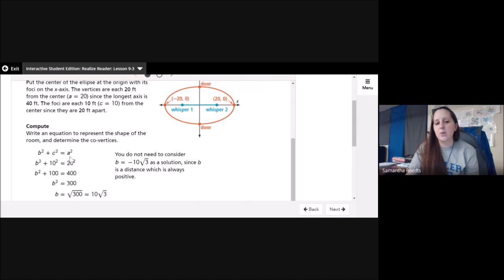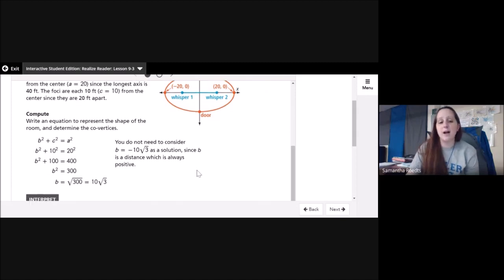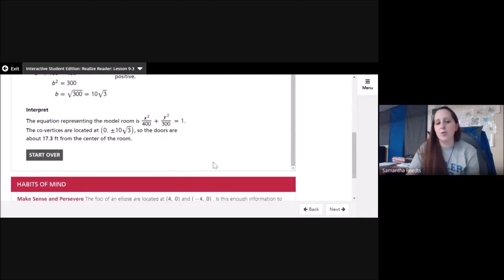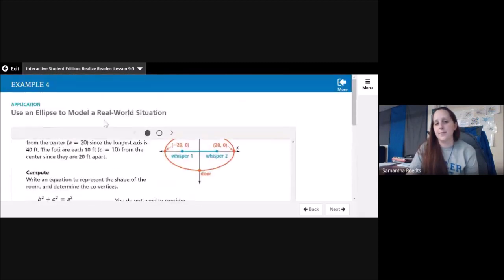So B squared plus C squared equals A squared. You do not need to consider B equals negative 10 square root of 3 as a solution, since B is a distance, which is always positive. B squared plus 10 squared equals 20 squared, so 400 minus 100 is 300, and the square root of that is 10 square root of 3. The equation representing the model room is x squared over 400 plus y squared over 300 equals 1. The co-vertices are located at 0, plus or minus 10 square root of 3, so the doors are about 17.3 feet from the center of the room.